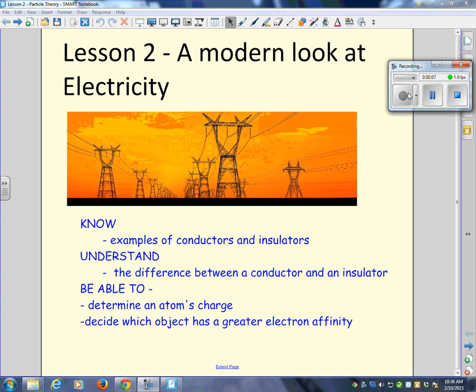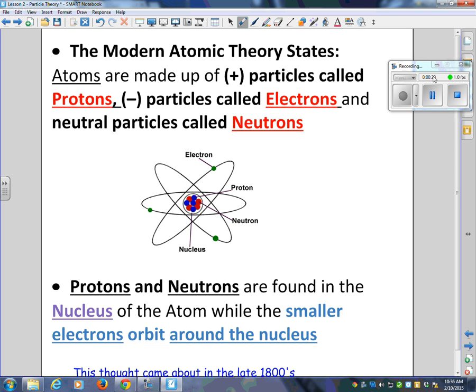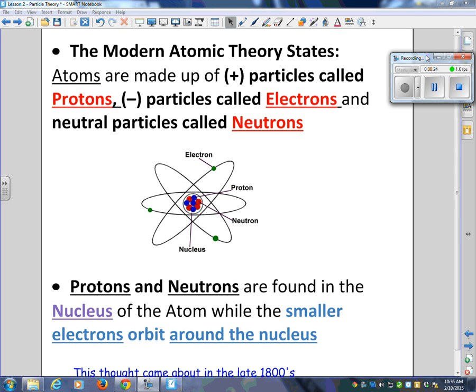Today you're going to know the difference between an insulator and a conductor. You'll know some examples and you'll be able to determine an atom's charge, hopefully as Mr. Love taught you. And you'll be able to decide which object has a greater electron affinity, which is what we were talking about just there when I was doing that little demonstration. So let's begin. Most of these next two slides are going to be review.